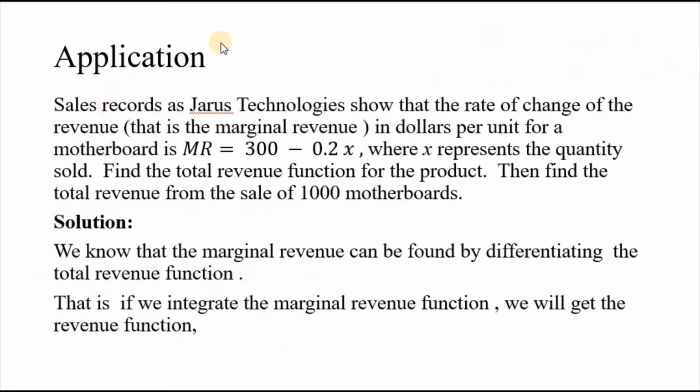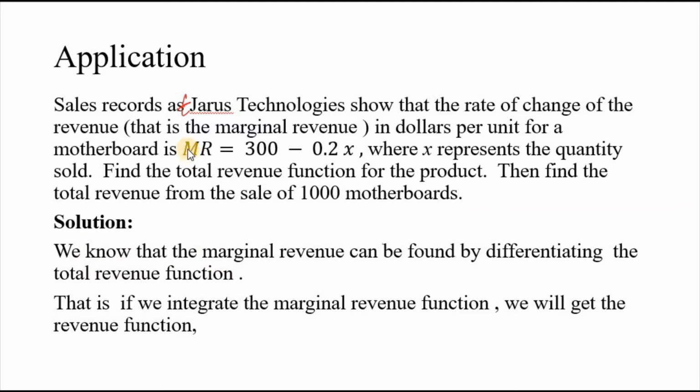And finally, quickly, I'm going to explain this application. Sales records at JRS Technology show that the rate of change of the revenue, that is the marginal revenue in dollars per unit for motherboards, is equal to 300 minus 0.2x, where x represents the quantity sold. Find the total revenue function for the product, then find the total revenue from the sales of 1,000 motherboards.